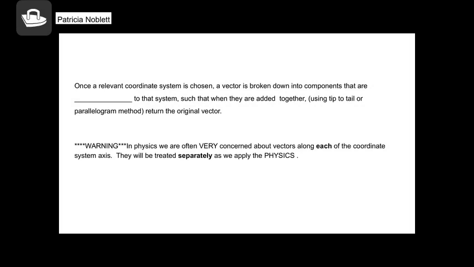All right, so once we get into this quantitative analysis, which means we're going to use numbers, the first thing we want to choose, as we mentioned, is the relevant coordinate system. And then any vector that's relative to that coordinate system is going to be broken down into the components that are parallel to that system, such that when they are added together using the tip-to-tail or parallelogram method, they return the original vector.